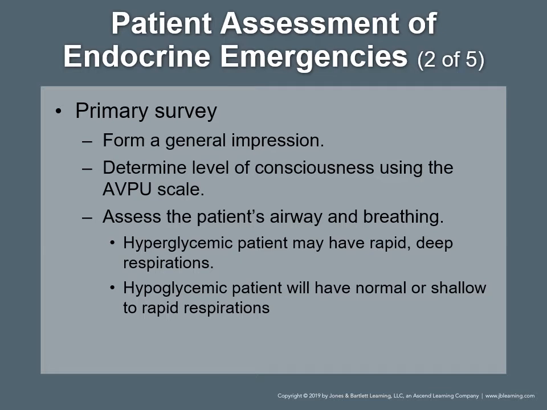Assess the patient's airway and breathing. Patients showing signs of inadequate breathing and altered mental status or an O2 sat of 94% or less should receive high-flow oxygen at 12 to 15 liters per minute via a non-rebreathing mask. A patient who is hyperglycemic may have rapid, deep respirations, Kussmaul respirations, and a sweet, fruity breath odor. A patient who is hypoglycemic will have normal or shallow to rapid respirations. If the patient is not breathing or is having difficulty breathing, open the airway and insert an airway adjunct and assist ventilations. Continue to monitor the airway as you provide care.